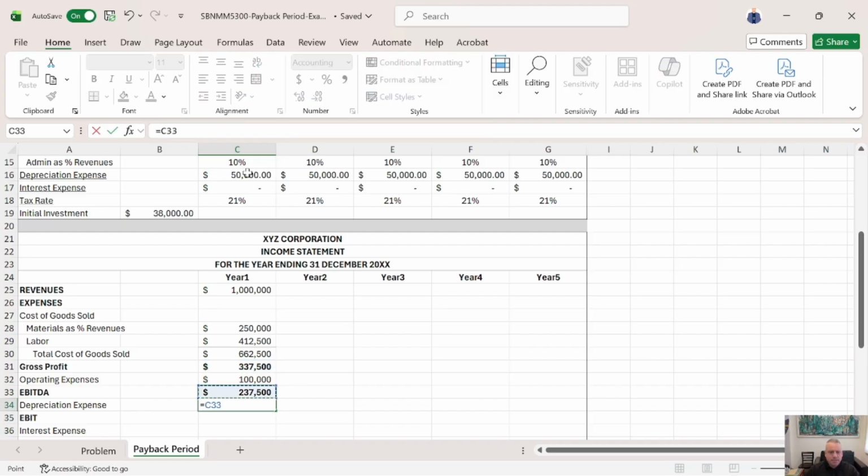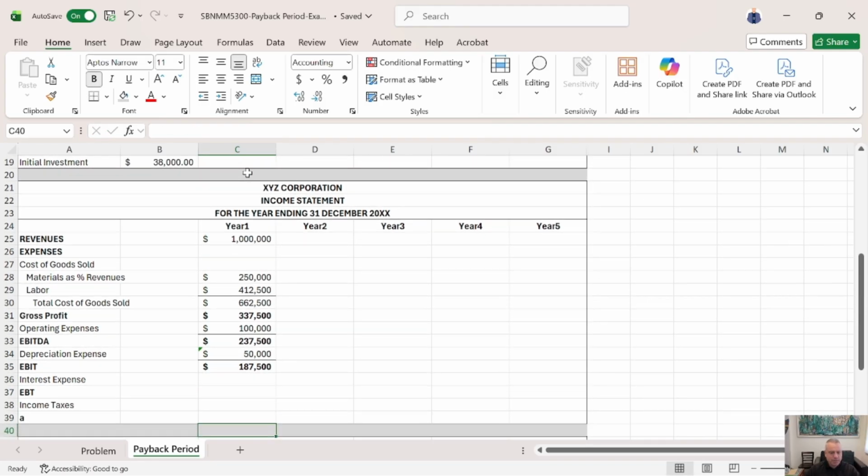Our depreciation expense is just going to be equal to 50, which then tells me that my earnings before interest and tax should be the 237 minus the 50,000 depreciation. And notice it gets mad at me in a hurry, saying that formula doesn't look like the others. Well, you know what, Excel, I'm smarter than you, so let's ignore that.